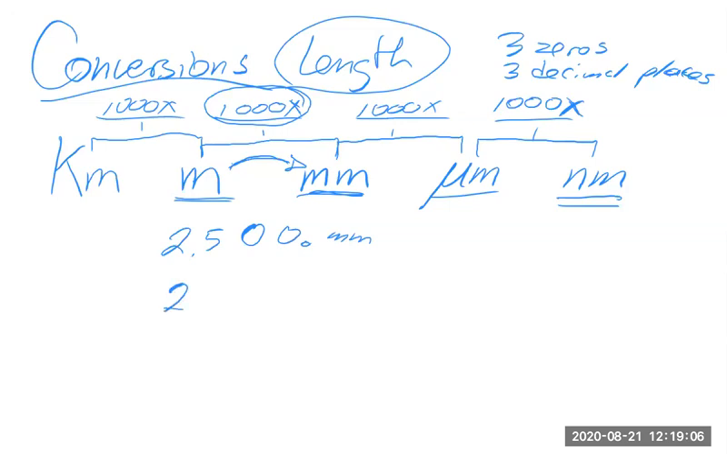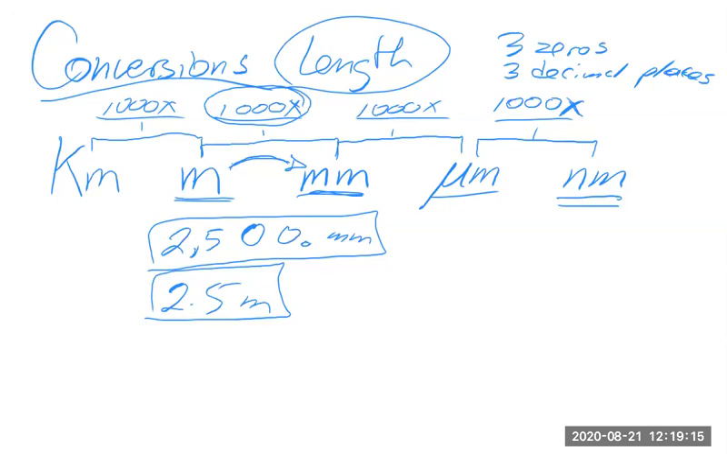What was the original number? It was 2.5 meters. So let's put these 2 numbers in a box. Okay, what do we know about these 2 numbers? 2,500 and 2.5. Well, at first they would appear to be 2 totally different numbers, but in fact they're the same exact number. They're just expressed in a different unit. 2,500 millimeters is exactly the same as 2.5 meters. It's the same number. They're just expressed in 2 different units. Let's try it the opposite direction. What if I wanted to turn 2.5 meters into kilometers?